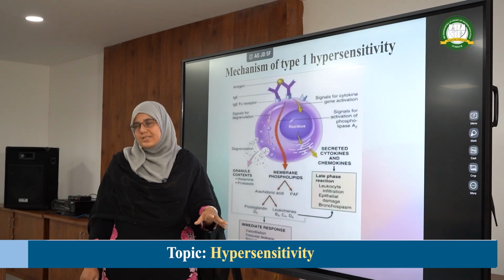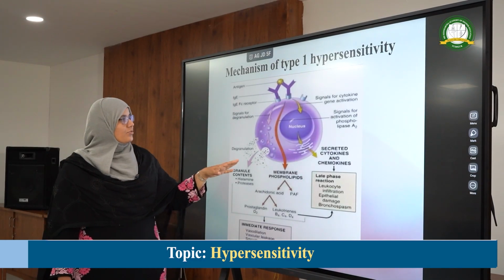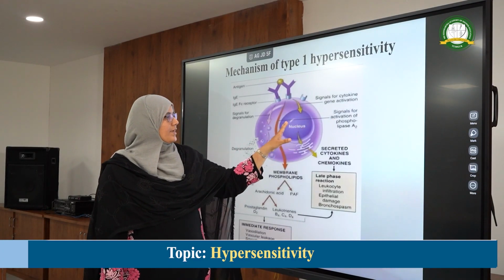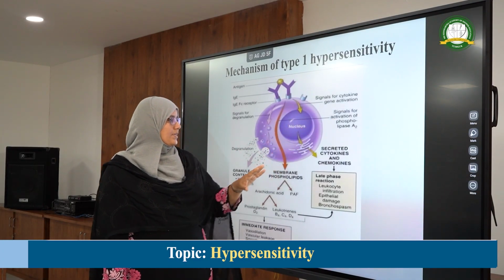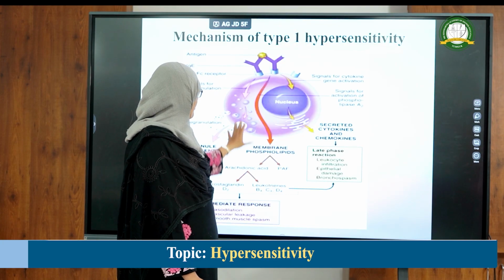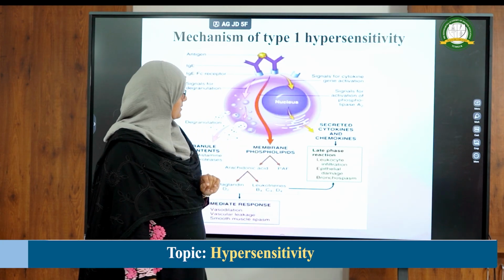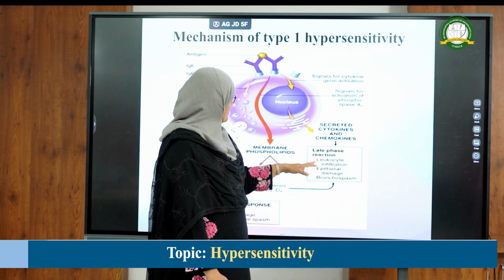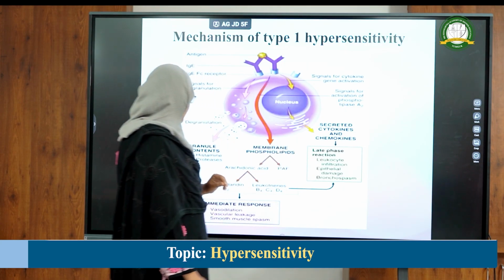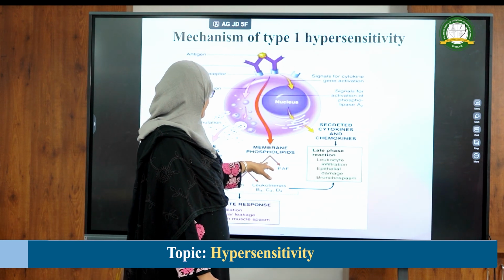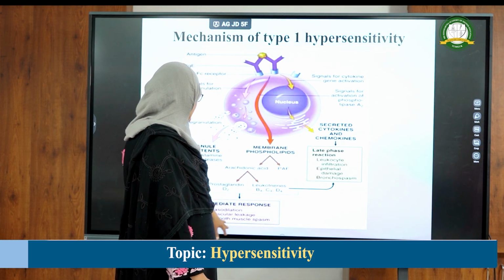So we have discussed there are primary and secondary mediators. Due to the consequent signals for cytokine gene activation and signals for activation of phospholipase A2 and membrane bound phospholipids, all these are stimulated simultaneously, and secondary mediators like leukotrienes and cytokines are released. Prostaglandin D2, leukotrienes, platelet activating factor, all these are released.